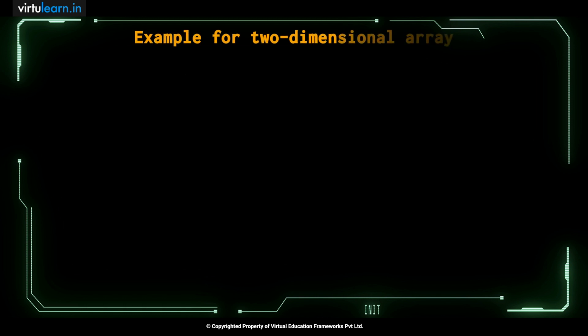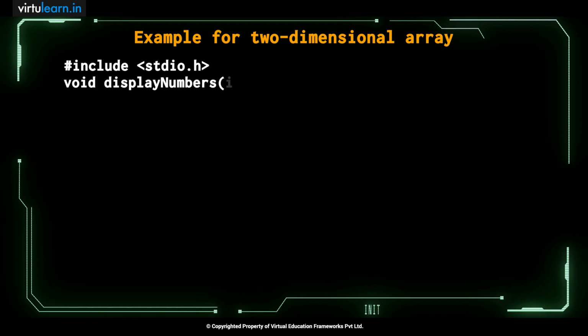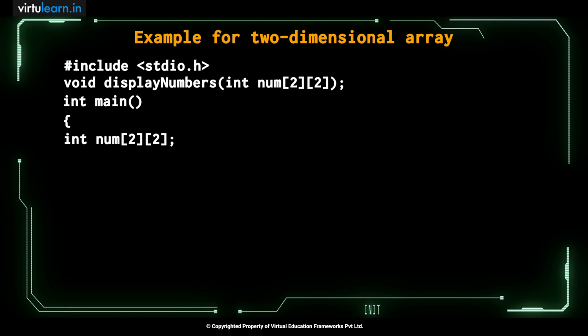Example for a two-dimensional array. #include <stdio.h>, void displayNumbers(int num[2][2]), which means we are going to give 2 rows, 2 columns, and this is the function declaration. int main, int num[2][2], 2 rows, 2 columns, and I am asking the user to enter the 4 numbers. We are initializing an identifier i as well.